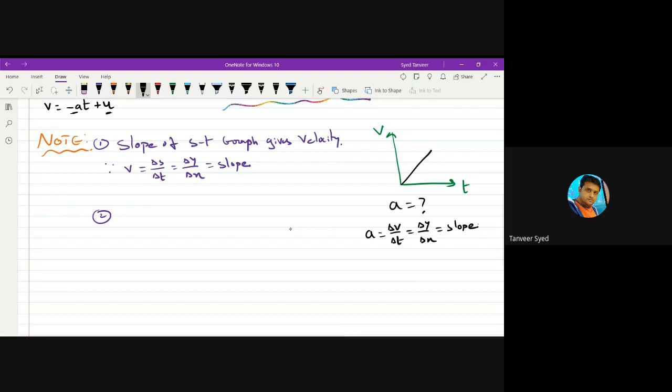So slope of VT graph gives acceleration. Slope of VT graph gives acceleration, because acceleration is delta V by delta T, which is delta Y by delta X from the graph, which is nothing but slope.